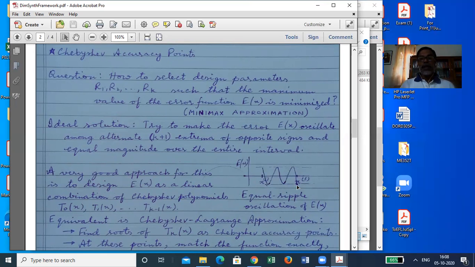So alternate signs. If the maximum deviation is plus epsilon, the minimum deviation should be minus epsilon, and all these three maxima should be the same, plus epsilon, and all these three minima should be the same, minus epsilon. If you have managed this, that means there is nothing better you can do with just 5 parameters in hand. This result is a very important result in approximation theory.